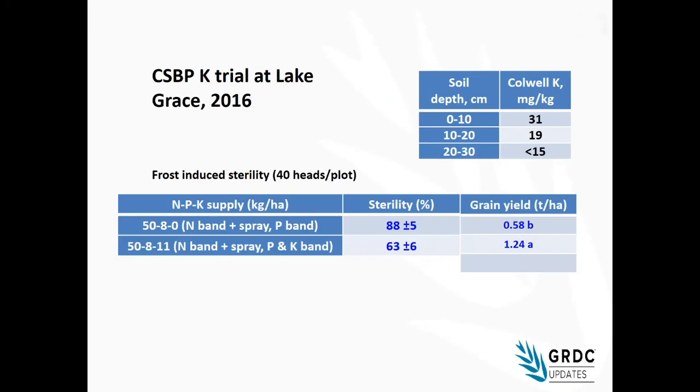There's another trial that was undertaken at Lake Grace by CSVP, a site that received 80 of nitrogen, 8 of P and 0 of K with a deficient soil. Adding just 11 units of K reduced the frost sterility significantly, and a really big increase in yield response. And part of that is a yield response due to nutrition, and the other part is significantly due to less frost. So I think that's another really good strategy for growers, is what we've been finding.